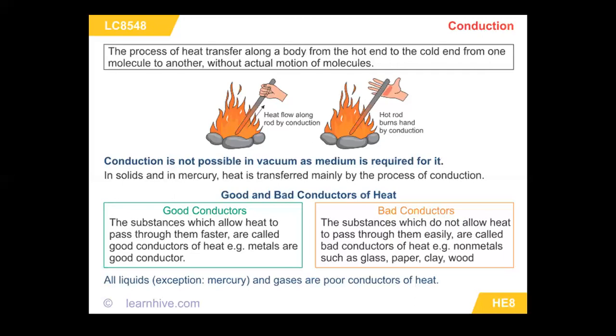And as we said, mercury is the exception among liquids that transfer heat through conduction, while all other liquids and gases are poor conductors.